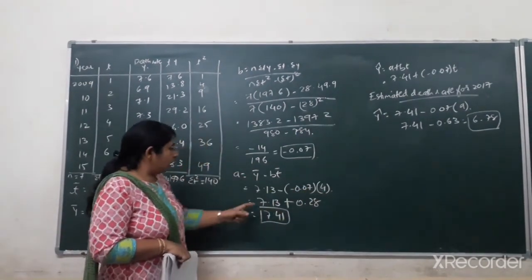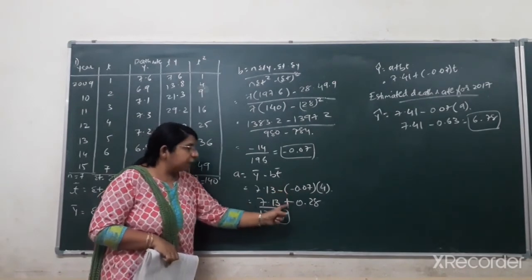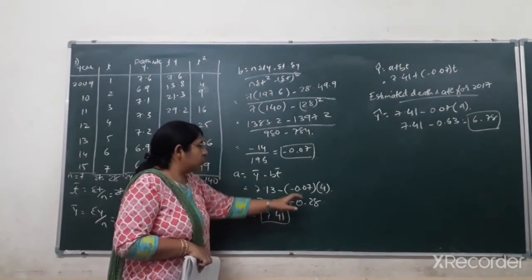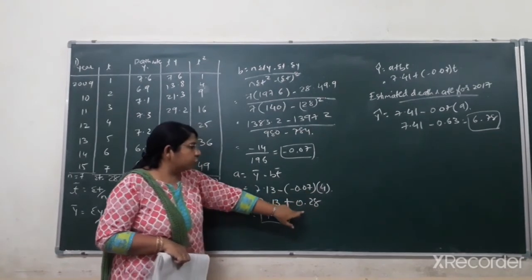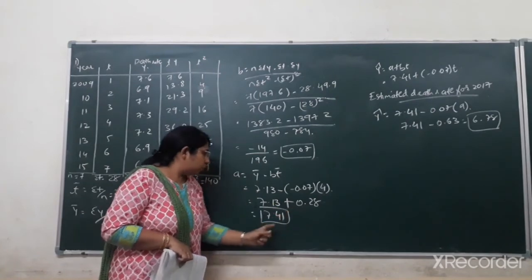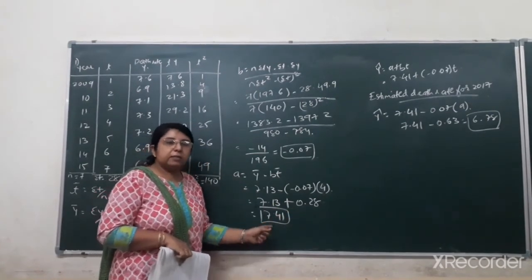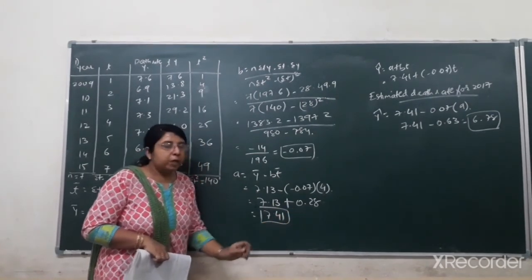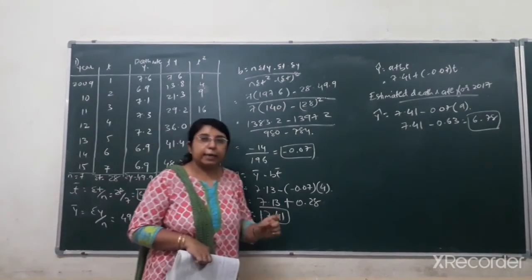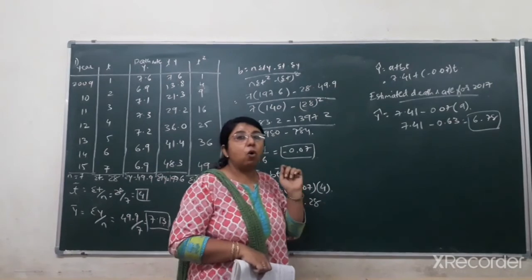Okay. Now I open the bracket and minus will become plus over here. So 7.13 plus 0.07 into 4, if you do, then you will get 0.28. Now you add these two values, you will get the value of a, that is 7.41. Now after finding the value of a and b, the next step is to find the y cap, it means the estimated value of y.